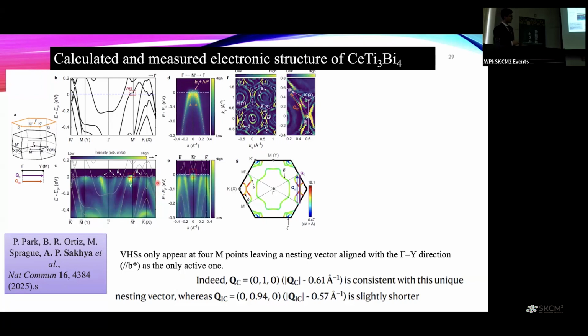This is the Fermi surface. According to neutron diffraction experiments, they found a nesting vector of around 0.61 and 0.57 angstrom inverse. And the lattice constant of cerium titanium bismuth, A is around 5.9 and B is around 10 point something. According to the neutron diffraction, they measured this Q along the B axis, so along gamma Y. So we measured along this, and you see there is a nesting vector along this direction. We calculated, and we found from our ARPES measurement that this nesting vector is actually very close to this 0.61 angstrom inverse.